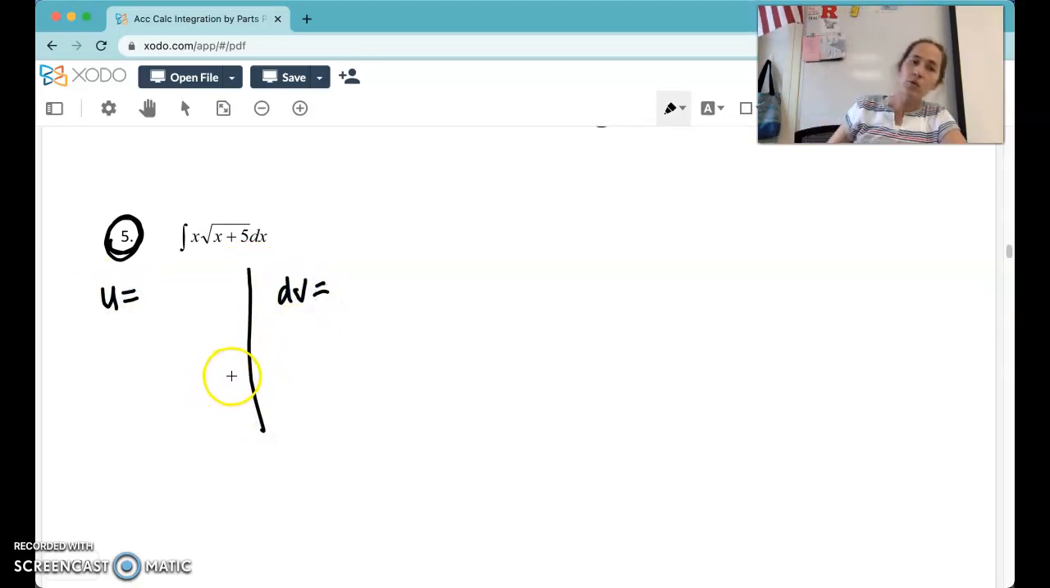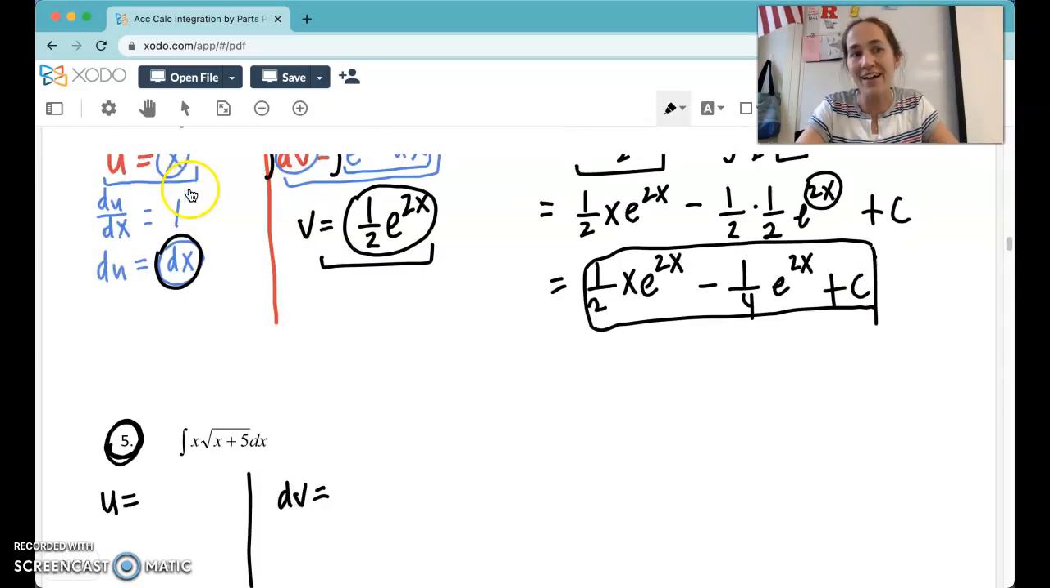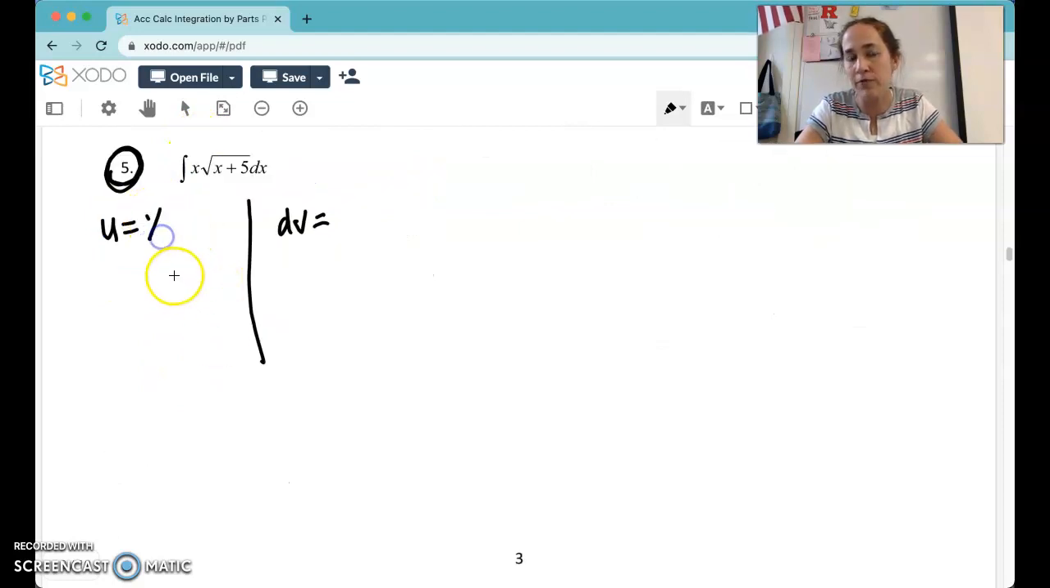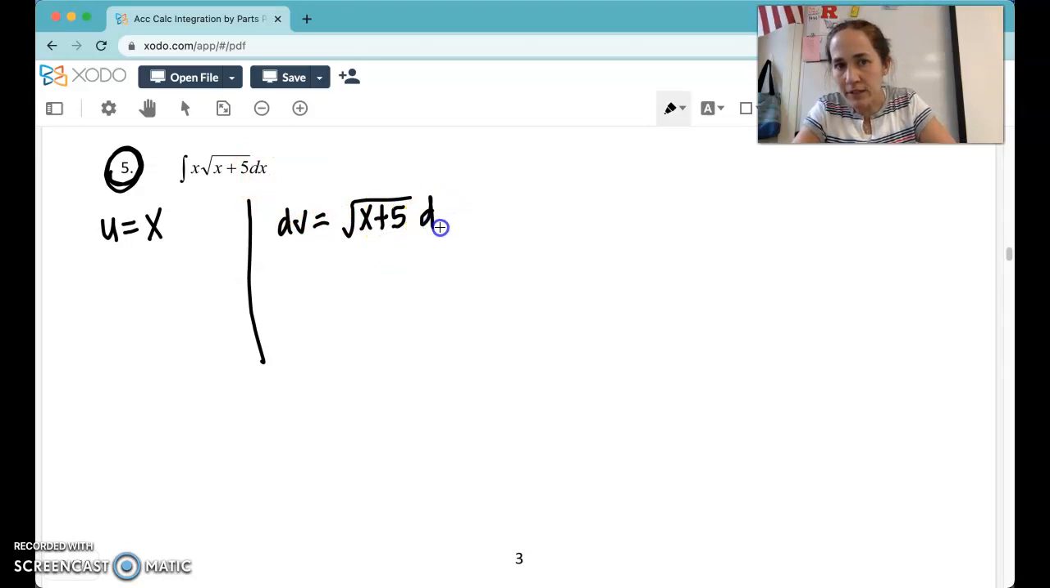So we got to think. Which part gets simpler when you differentiate? Would it be the x or would it be the square root of x plus 5? I think just like last time, x would be a really good choice for u. It gets so much simpler by differentiation, and I would consider the square root of x plus 5 to be the more complicated part. Don't forget this second part gets the dx with it, technically, notation-wise.